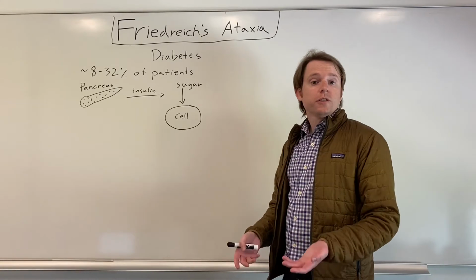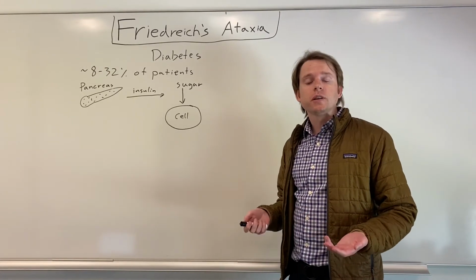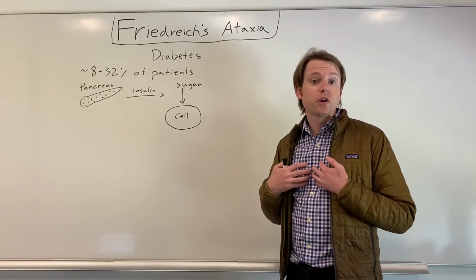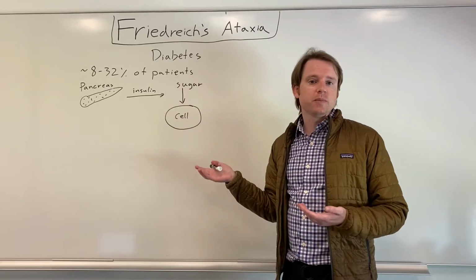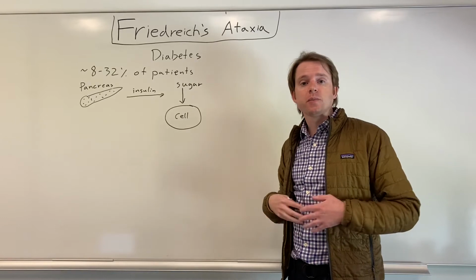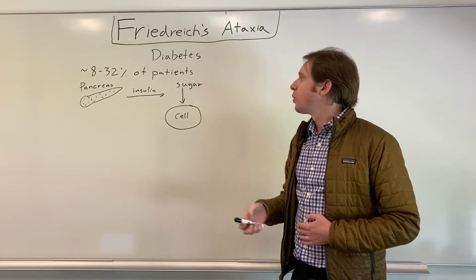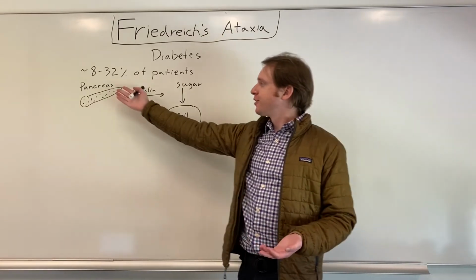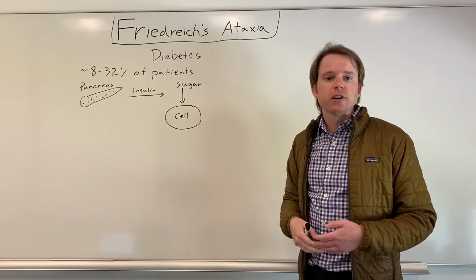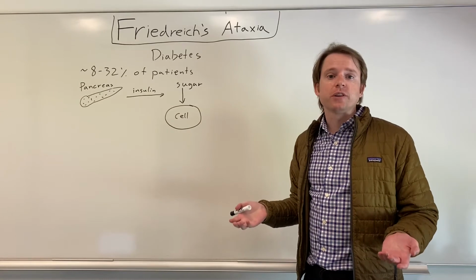While nearly all Friedreich's ataxia patients eventually develop some degree of cardiac or heart issues, thankfully only about 8 to 32% of patients develop issues with their pancreas and insulin, or in other words, having trouble with diabetes. I realize 8 to 32 is a pretty broad range, but since it's a relatively rare disease, it's hard to get great estimates.